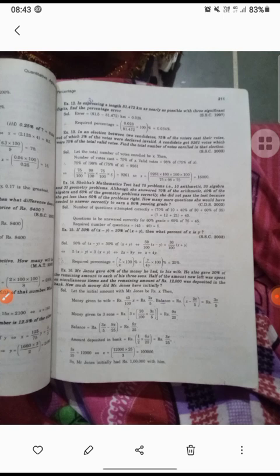So money given to wife is 40/100, 2x/5, and balance is x minus 2x/5 equals 3x/5. Money given to 3 sons is 3 into 20/100 into 3x/5 equals 9x/25. Okay, so money given to wife, that was 40%. It is 2x/5, and balance money is x minus 2x/5 equals 3x/5.